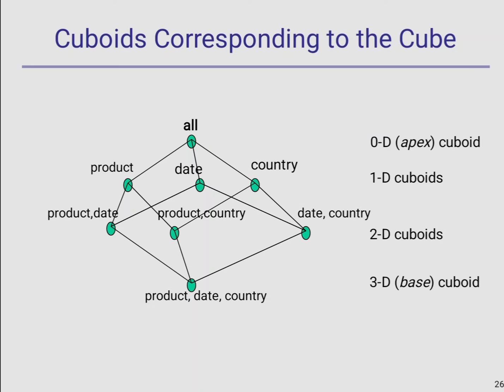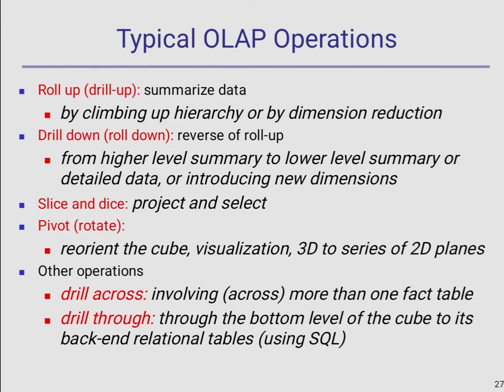So in the cuboid I had explained, when you go up from the base to the apex, you will get a more generalized view. That is a roll up operation, by climbing up in the hierarchy or by dimension reduction. By dimension reduction also you'll get a generalized or summarized view. So next we have drill down.